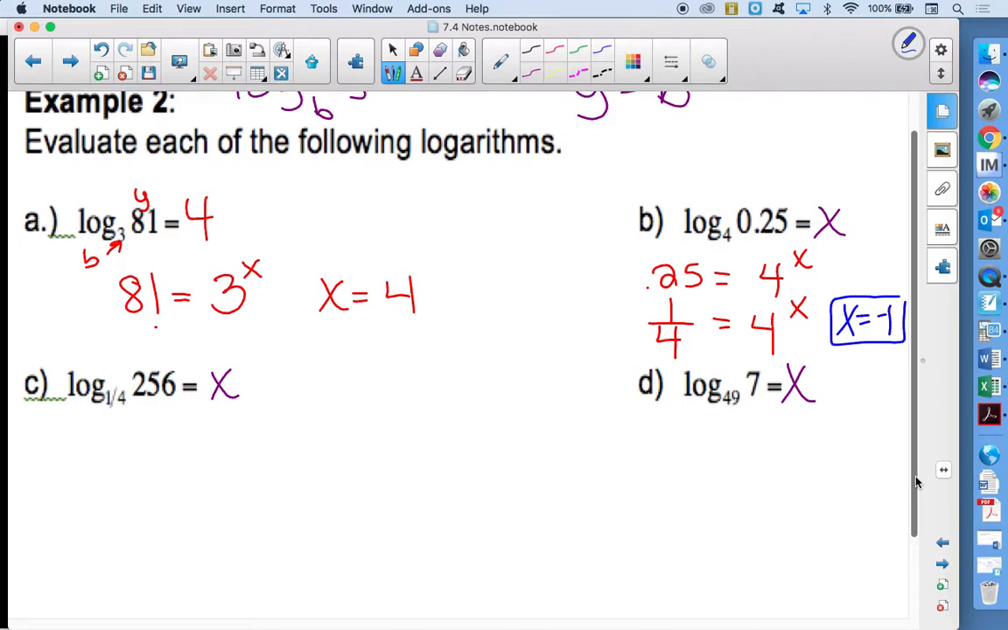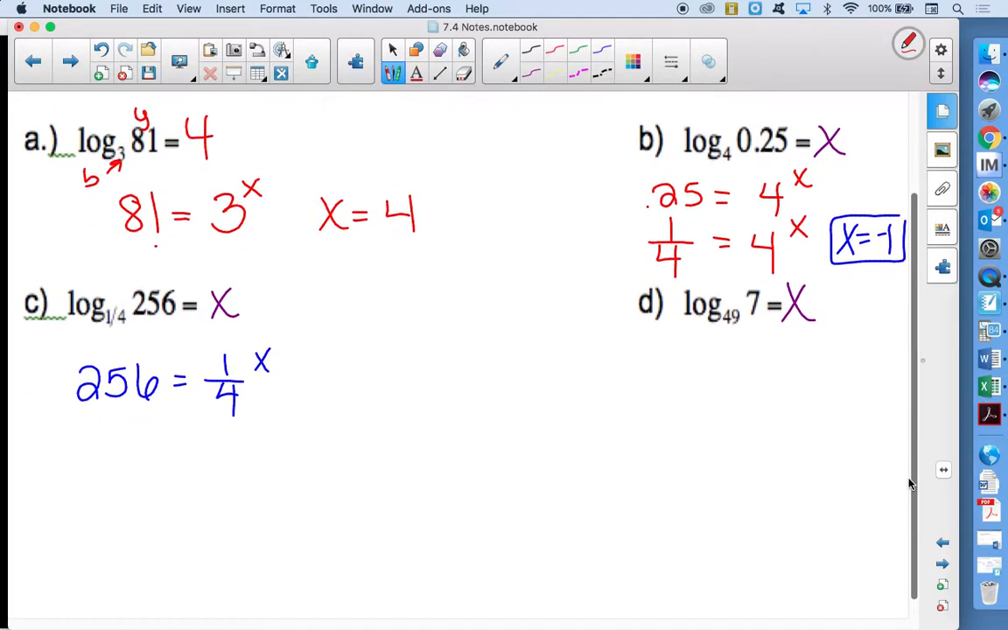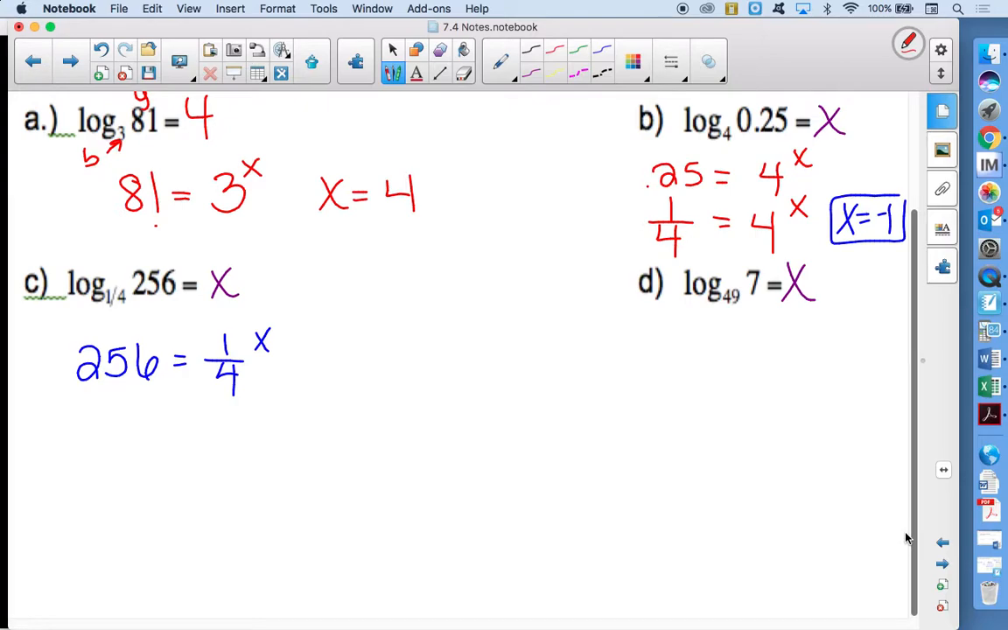Looking at the next one here, again trying to rewrite it. So 256 is equal to 1/4 to the x. So think about it. Don't just quickly revert to that calculator. Use your brain a little bit and some logic. If letter B had a negative exponent to get it into a fraction, if we currently have a fraction and I wanted a whole number, what's the exponent going to have to be? A negative. So this is going to be negative.